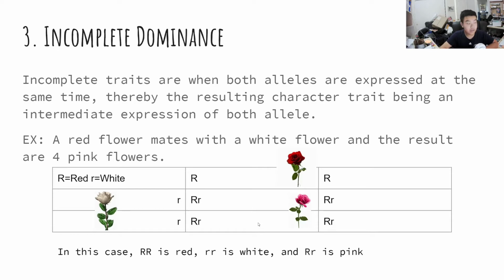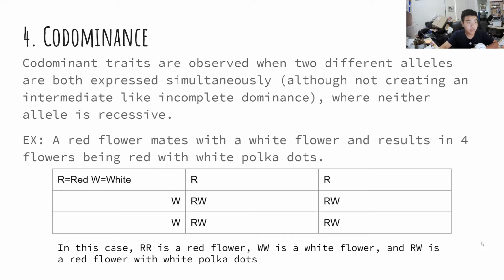So now this leads us to our 4th. What happens if it doesn't mix? The codominants. Codominant traits are observed when 2 different alleles are both expressed simultaneously, although not creating an intermediate like incomplete dominance, where neither allele is recessive.